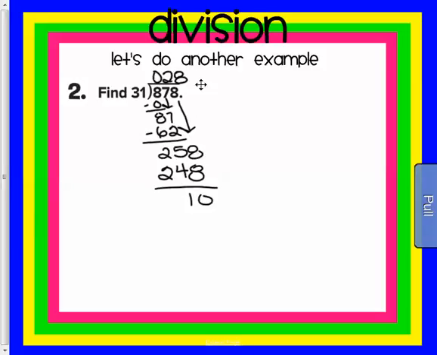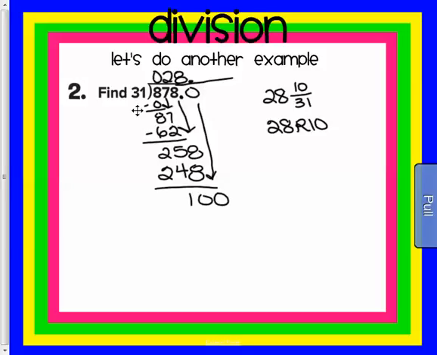Now, since there's no more on the end, we could say this is 28 and 10 31s. We could say this is 28, remainder 10. Or we can keep going by placing a decimal point here and here, putting a 0 here, and extending the line. Okay? So we're going to bring a 0 down and think of it as 100. 31 goes into 100 3 times.